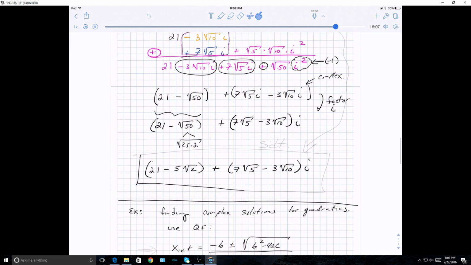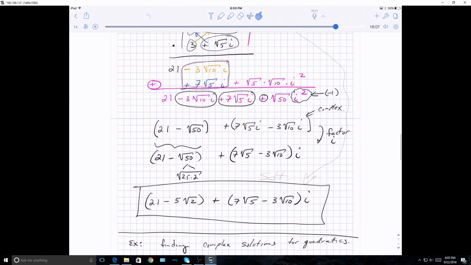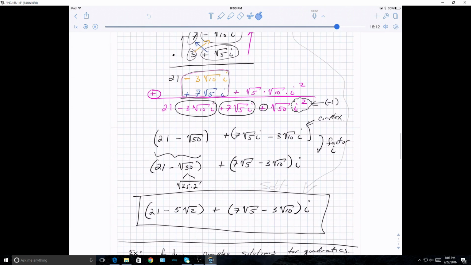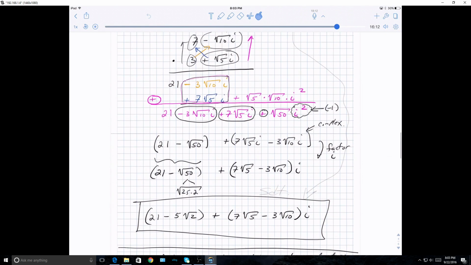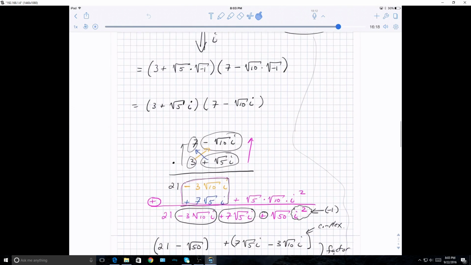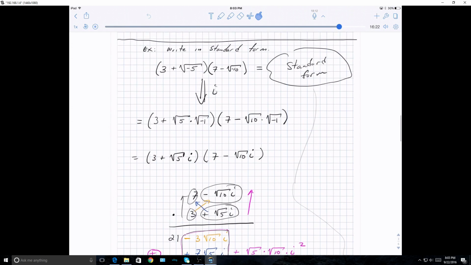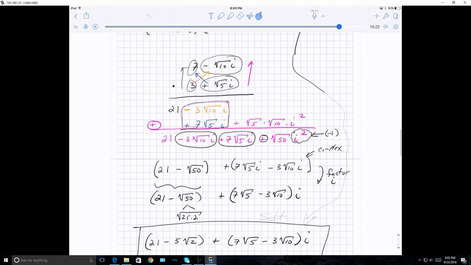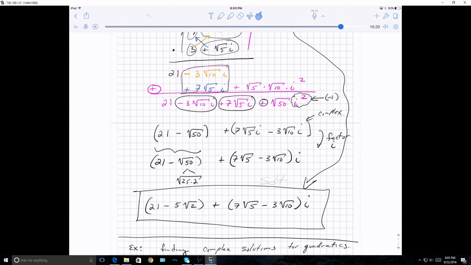And this would be the standard form for here. So the standard form would be in here. So this and this are the same thing.